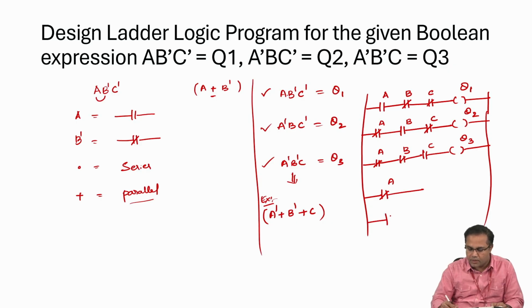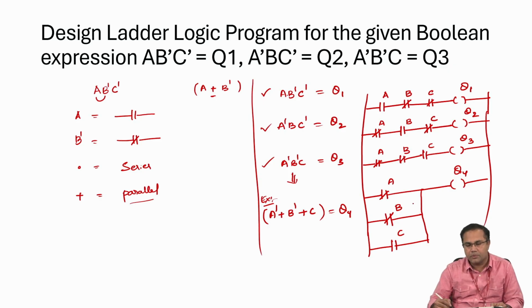So this time again, this is for B. Then similarly, there is another input again with a plus operation, so I need to take one more branch, that is for C. Now all these branches are parallel, so I have to close these branches, and finally here is the output. So if this is a Q4, then this is my output.